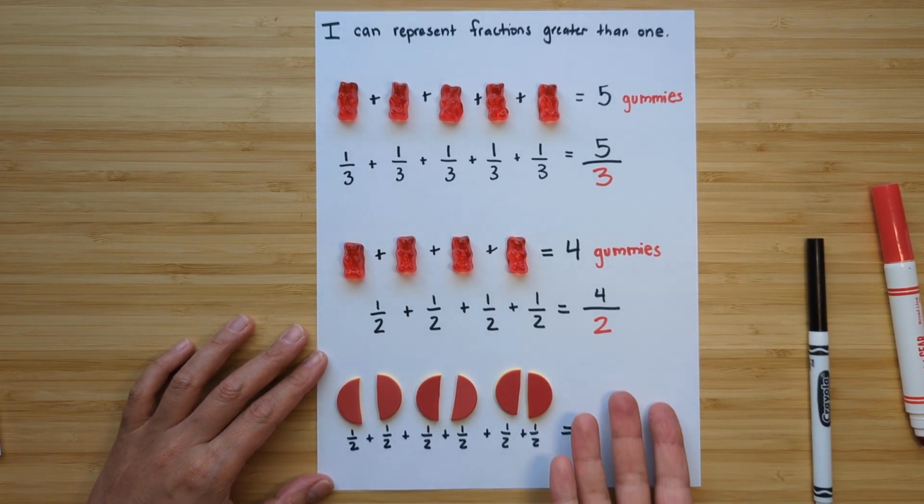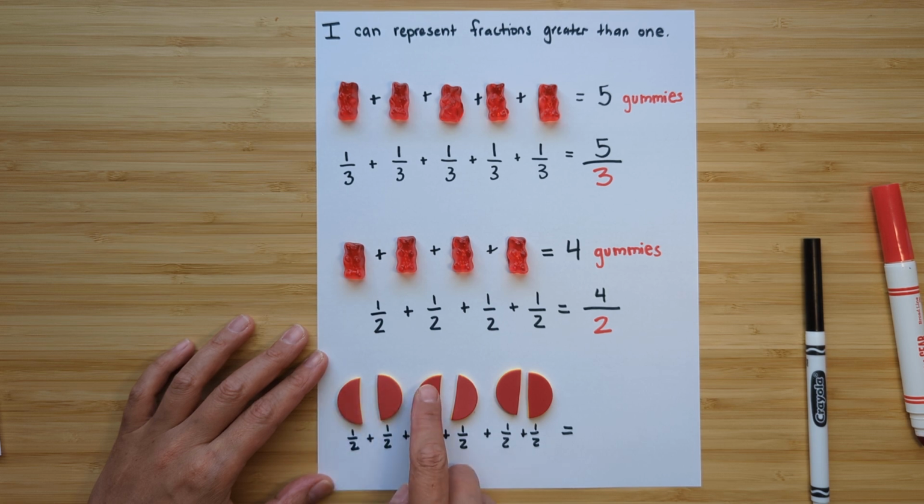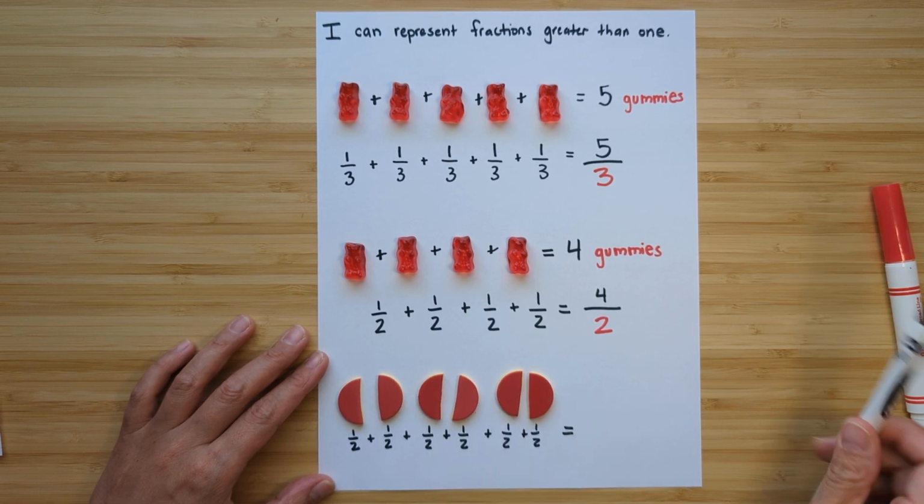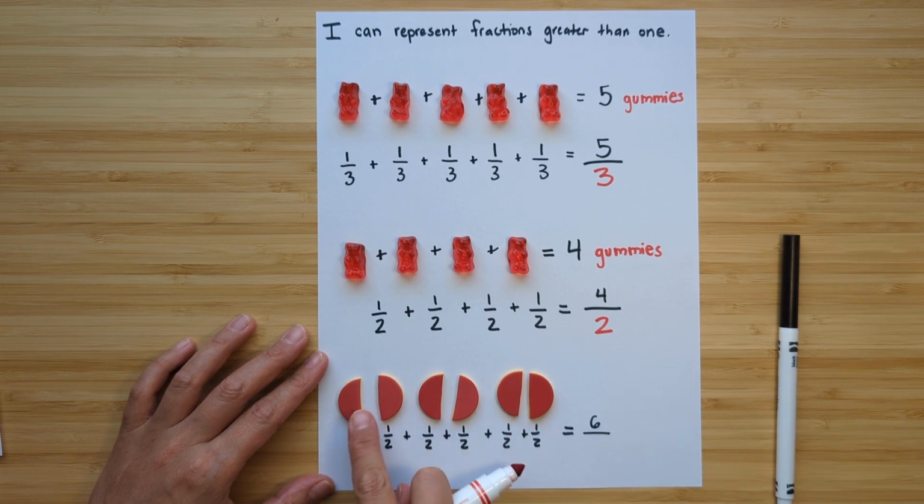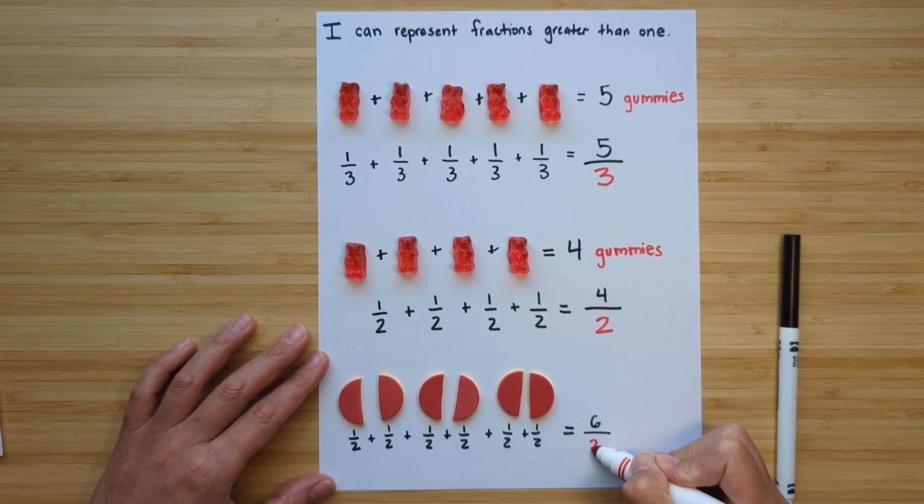Let's count, how many halves do I have? 1, 2, 3, 4, 5, 6. So I have 6, and what are they? They're halves, right? They're half of a whole. So it's 6 halves.